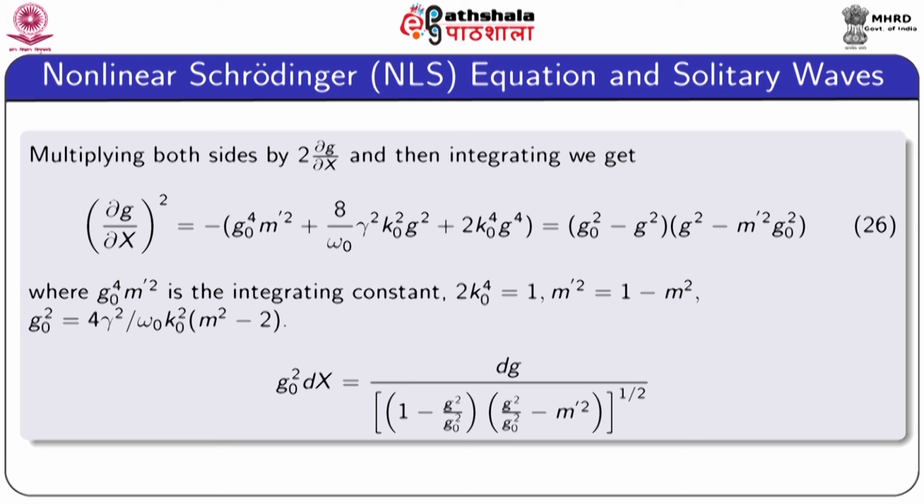Now, if we go back to equation 26, we take the square root of this equation. So, that gives dg/dx equals square root of (g0 square minus g square) into (g square minus m dash square into g0 square). Then we separate the variables g and x and we obtain the relation which is written in the third or the last line of this slide.